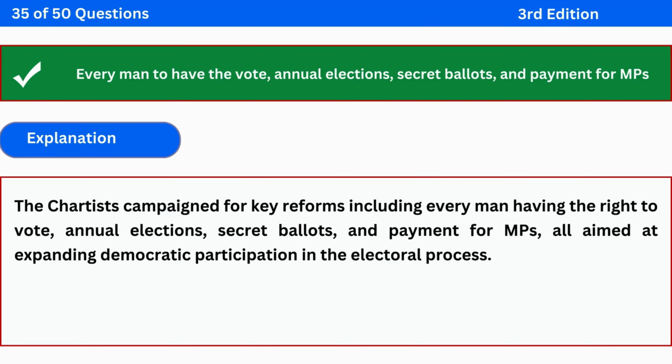The correct answer is every man to have the vote, annual elections, secret ballots, and payment for MPs. Explanation: the Chartists campaigned for key reforms including every man having the right to vote, annual elections, secret ballots, and payment for MPs, all aimed at expanding democratic participation in the electoral process.